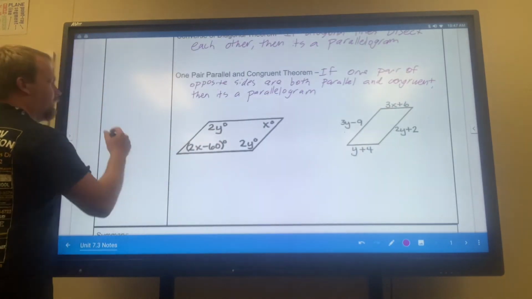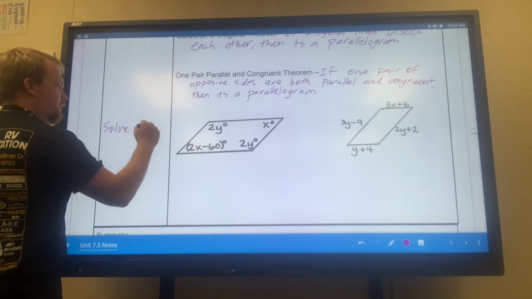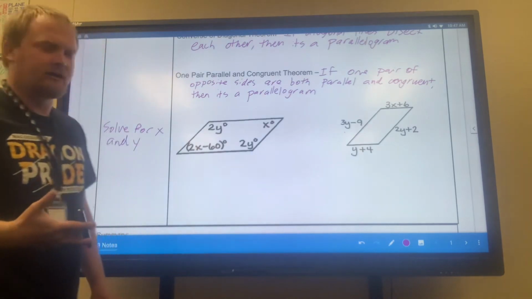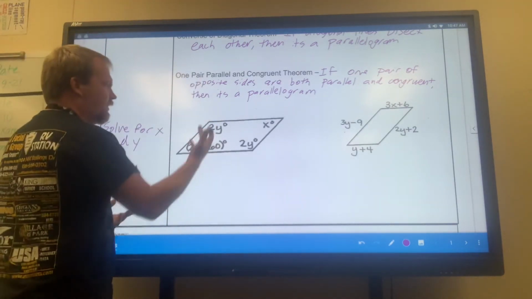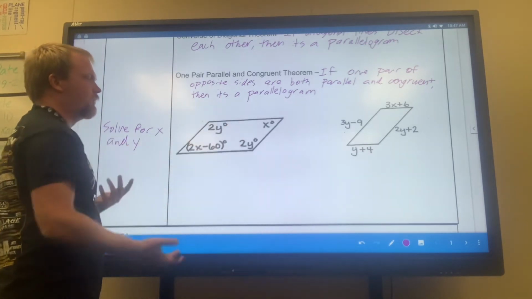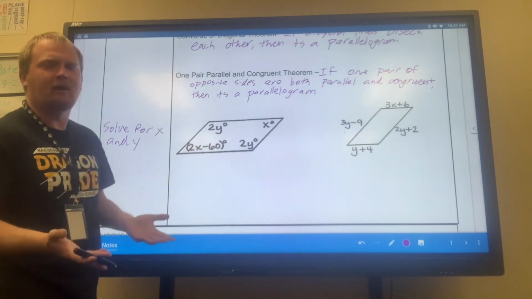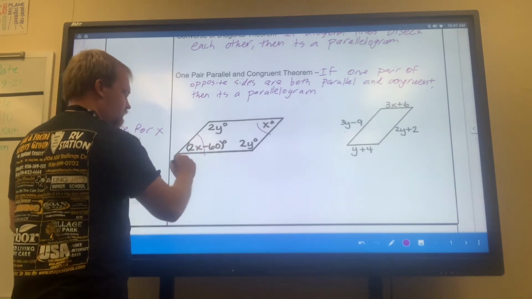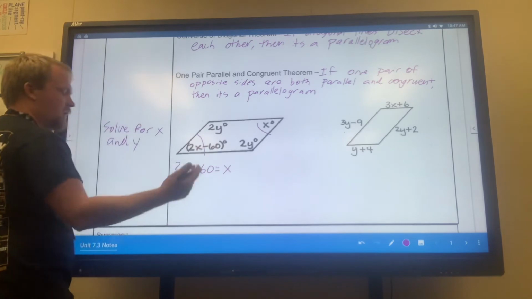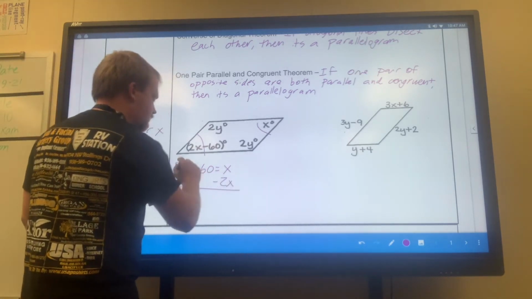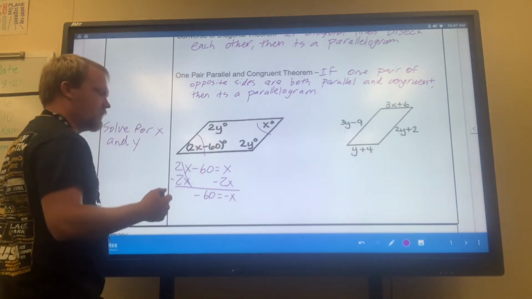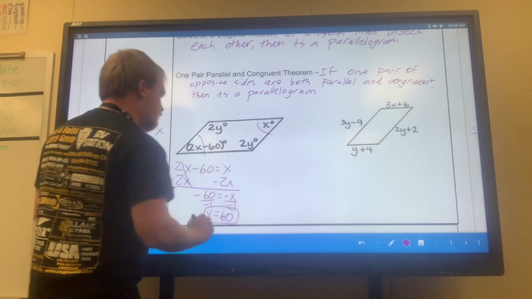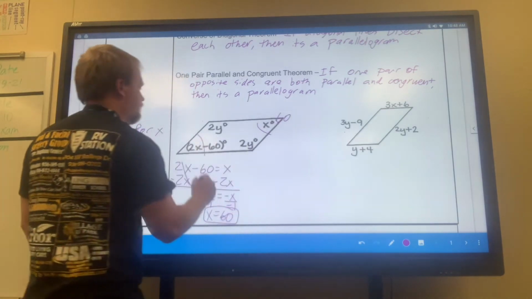So next, we want to solve for x and y in order to prove that it's a parallelogram. Looking at this, I can't figure out a way to solve for y because they're both 2y and I don't have a value for it. But I can solve for x first. I know that these two are congruent. So 2x minus 60 equals x. I want to subtract 2x from both sides. Negative 60 equals negative x. How do I get rid of the negative? Divide by negative 1. So x equals 60. So I know that this is 60 right here, and this is 60 right here.